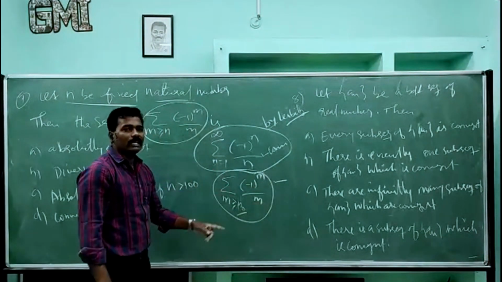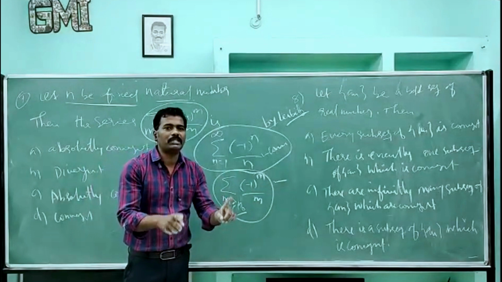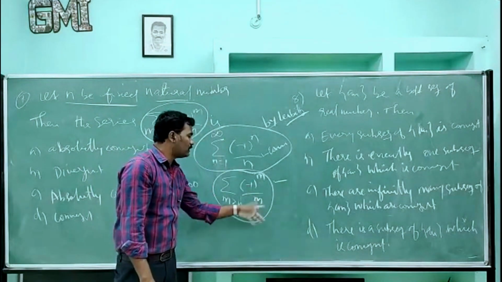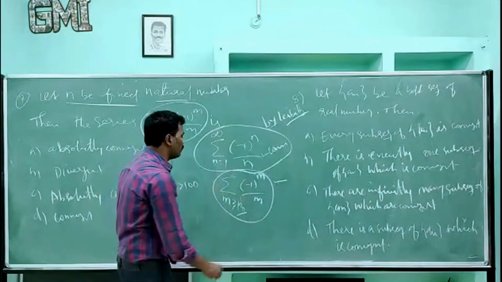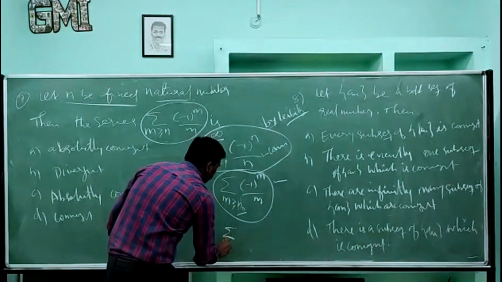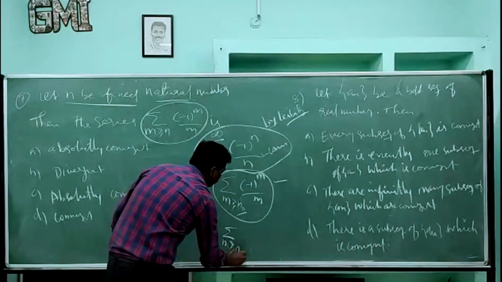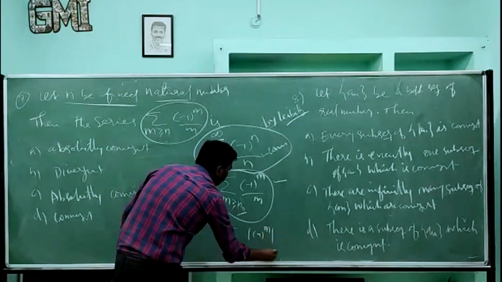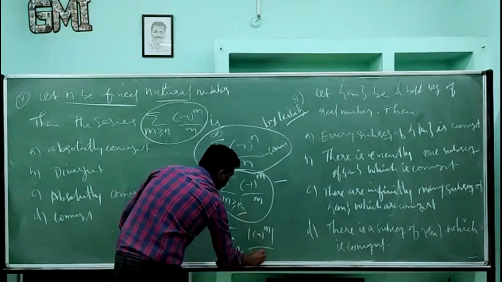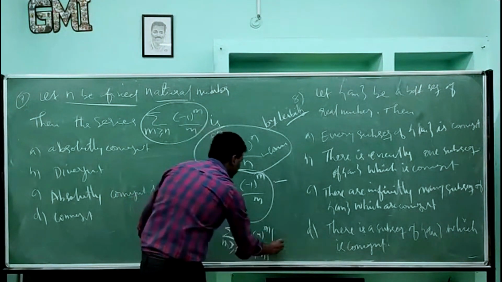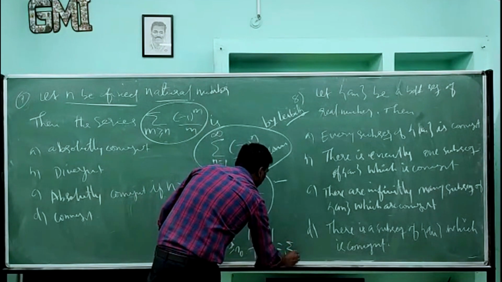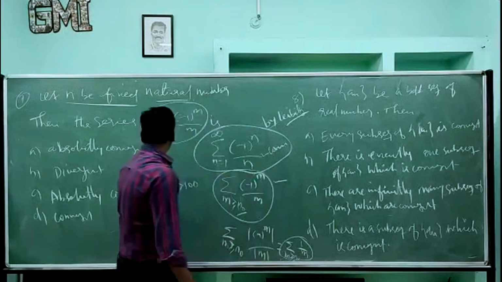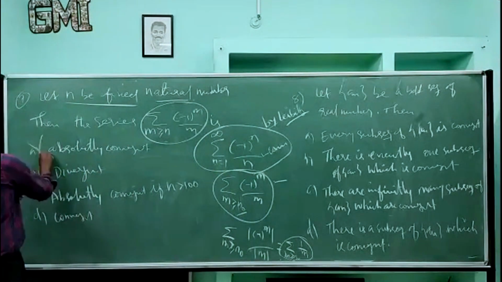So this is absolutely convergent? Absolutely convergent means when you put modulus, it will be convergent. When we take the modulus of (-1)^m by m, it is just 1 by m, for m greater than or equal to n naught. This is divergent. So this is not absolutely convergent.